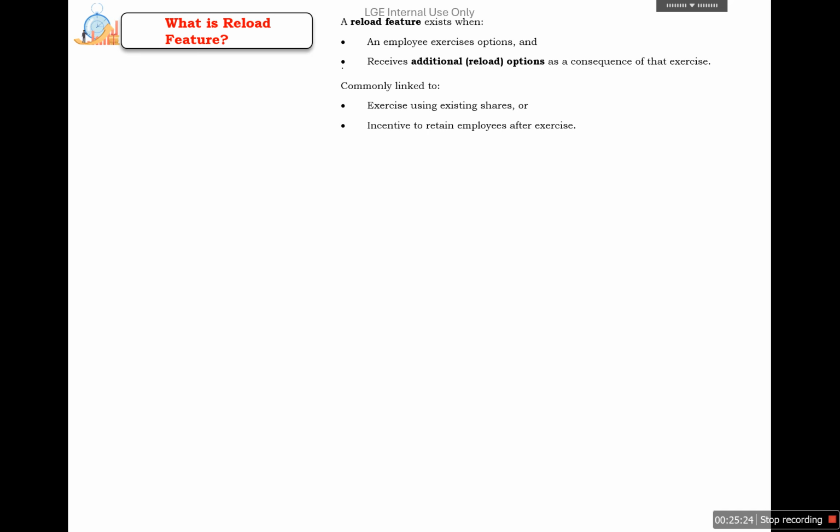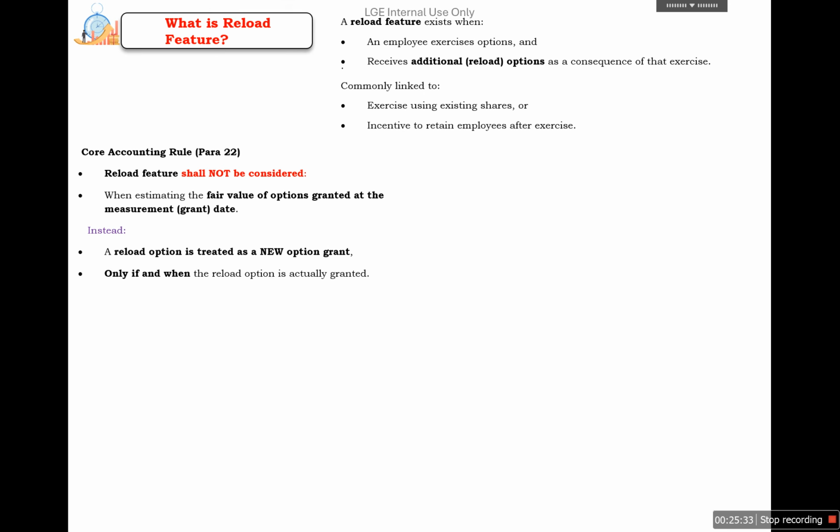Next is the reload feature. So what is reload? Reload means when an employee exercises an option and the enterprise provides him an additional option as a consequence of exercising the previous option. So it is directly linked with exercising the existing shares, or it is an incentive to remain in employment. So the core accounting is that the reload feature shall not be considered when estimating the fair value of the option granted at the grant date.